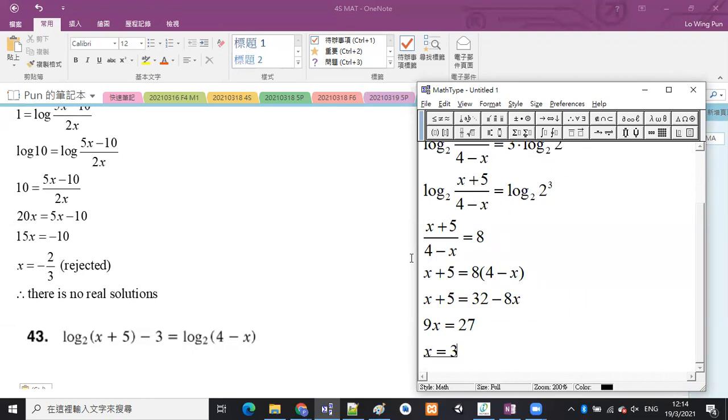So I found that x is equal to 3. But I need to put it back to the original equation to see whether it is okay, whether we will get log of a negative number or not. Okay. But when I put x equals 3 into these two logs, that is okay. That is log of a positive number. So 3 is a real solution.